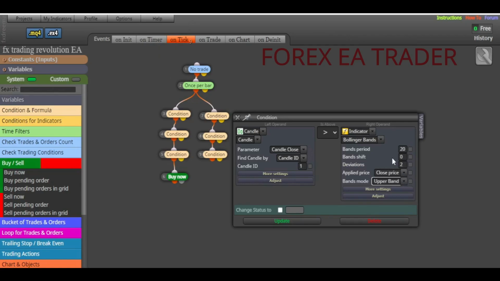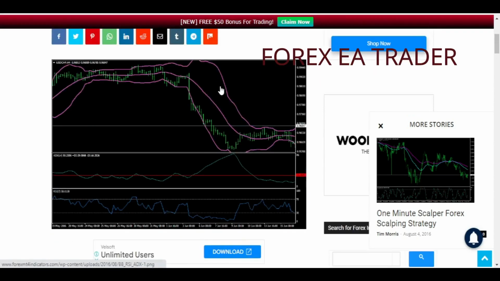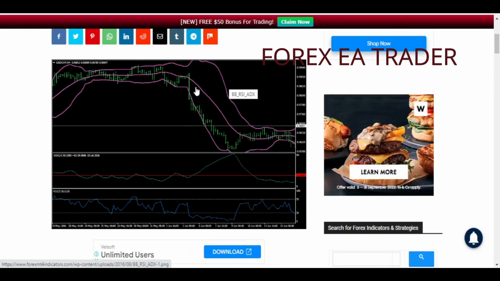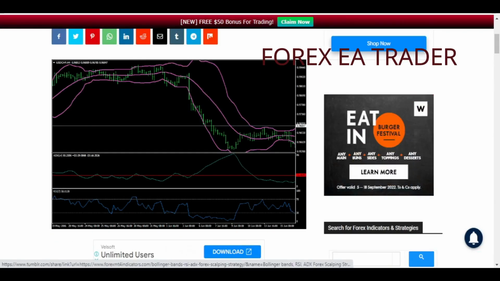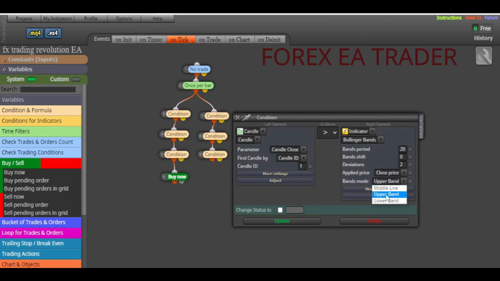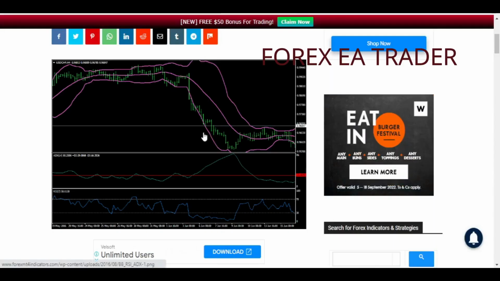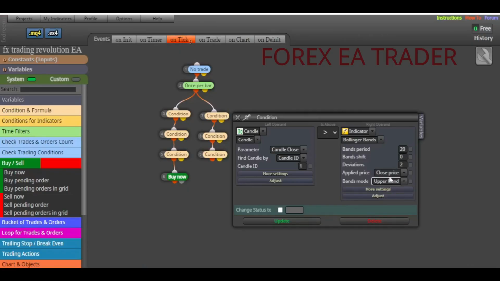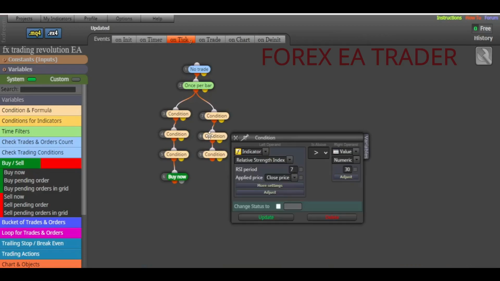It's up to you to test this, whether you want to use the upper band, the lower band, or if you want to use the middle band. The middle band, you can simply come here. There is the middle line if you prefer to use that one instead. But we are just going to try to stick to what we were told here. And we just update.